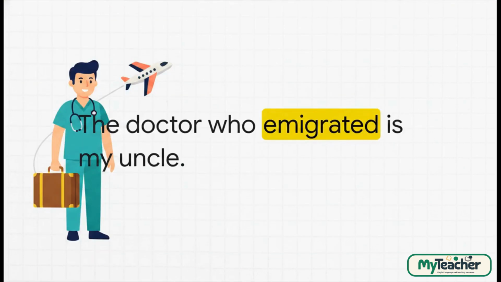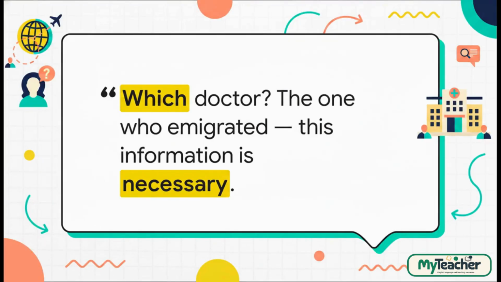Let's make this totally concrete. Listen to how smooth this sentence reads. The doctor who emigrated is my uncle. No pauses, no commas. Why is that? Well, we immediately have to ask, which doctor, right? If I just walked up to you in a crowded hospital and said, the doctor is my uncle, you'd be looking around completely lost. Because the one who emigrated is absolutely necessary to identify him, we leave the commas out entirely. The clause restricts the noun to one very specific person.